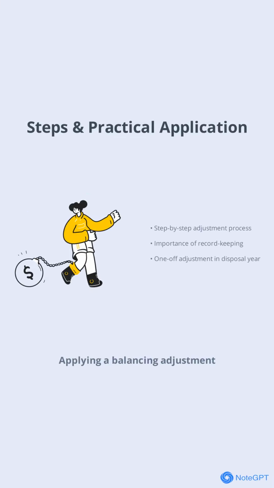Applying a balancing adjustment involves a few clear steps. First, identify the qualifying asset that has been sold or disposed of. Next, compute the residual expenditure by subtracting the initial and annual allowances claimed from the asset's original cost. Then compare the RE with the disposal proceeds. If the proceeds are less than the RE, apply a balancing allowance. If they are more, apply a balancing charge. Adjust the business's chargeable income accordingly in the year of disposal.